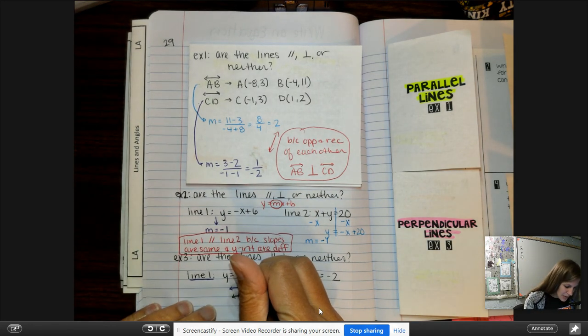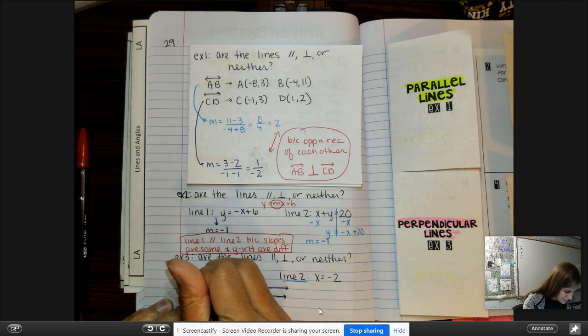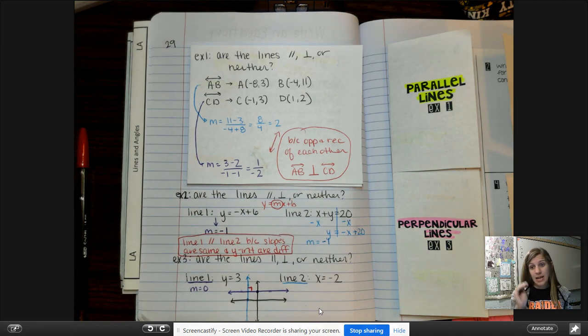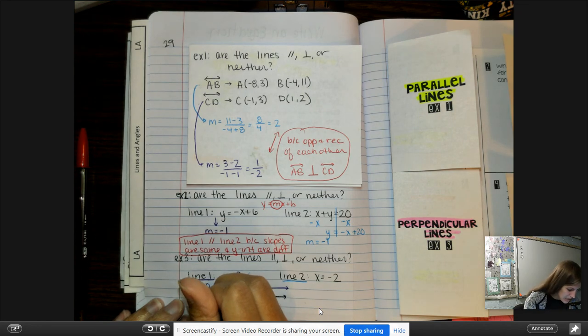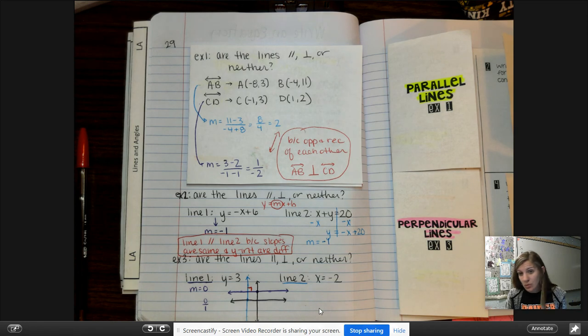And it does have to do a little bit with their slopes. The slope of a horizontal line is 0 because I'm rising none, but I'm running as much as I want. So technically this is 0 over 1 if you want to call it, or 0 over 2, whatever, doesn't matter. 0 over anything is 0.